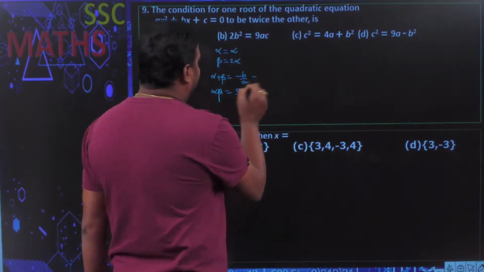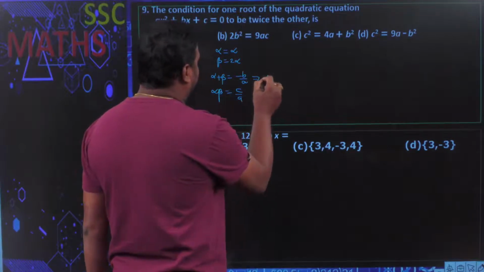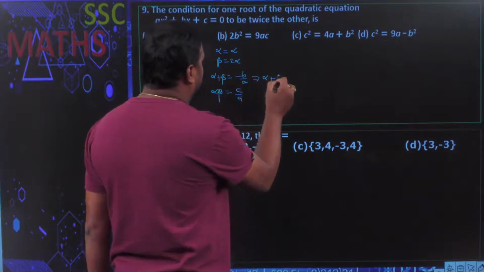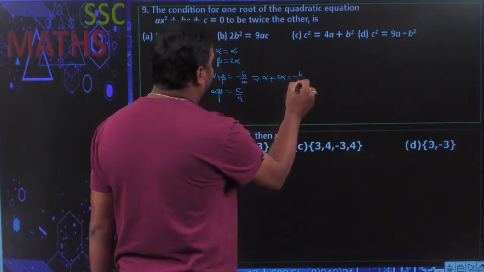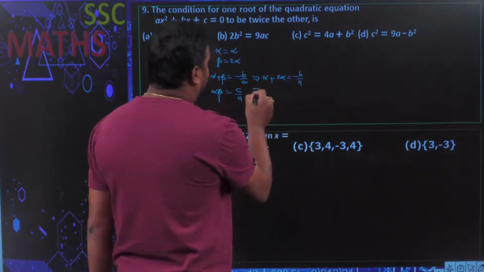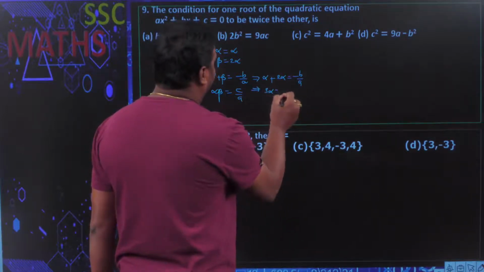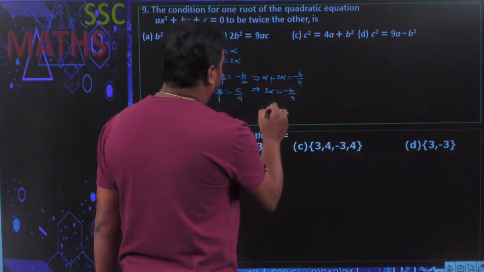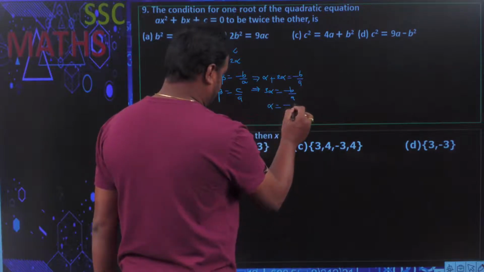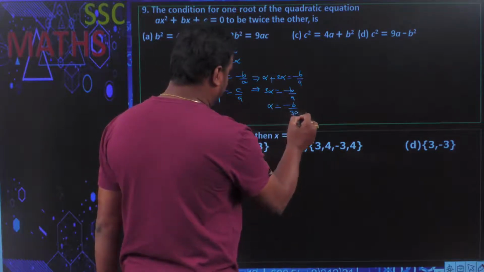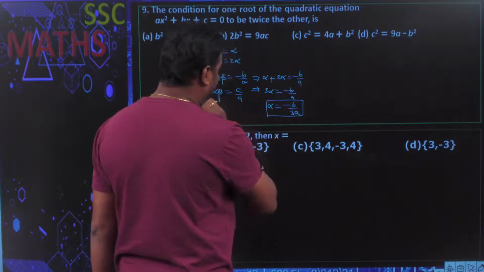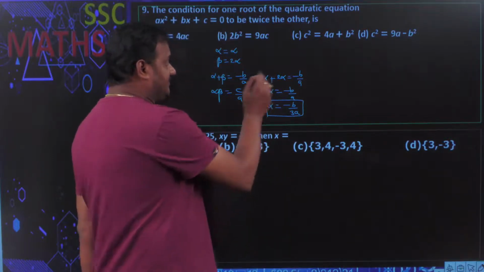So minus b by a is nothing but alpha is alpha only, but beta is equal to 2 alpha, is equal to minus b by a. Alpha plus 2 alpha is equal to 3 alpha is equal to minus b by a. Therefore the value alpha is equal to minus b by 3a. This is the value of alpha from the sum of the roots.